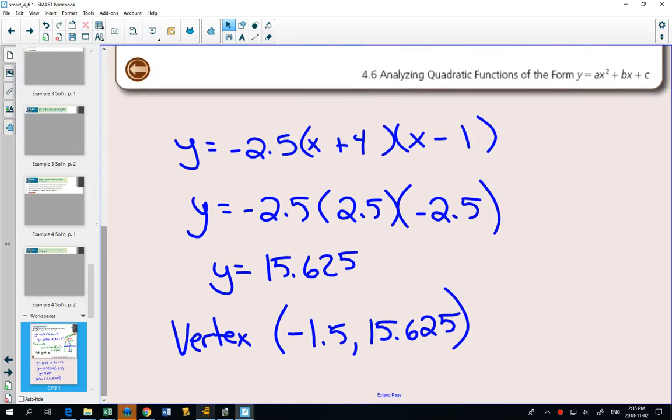All right, questions for practice on this one? 3, 4, and 5.